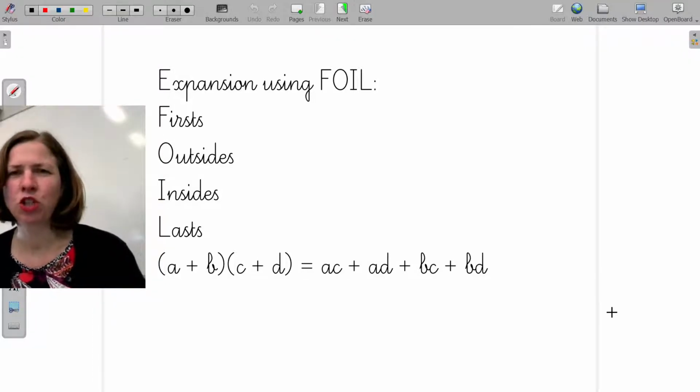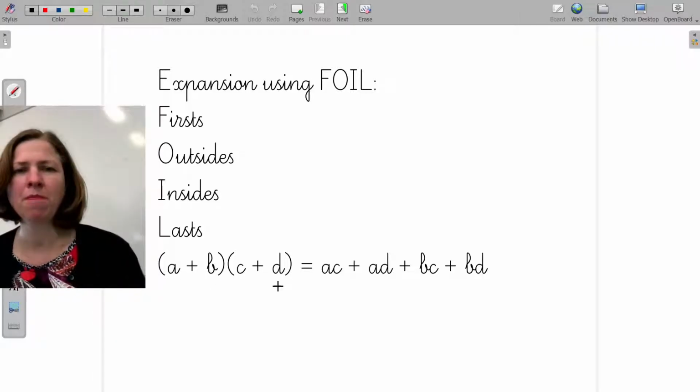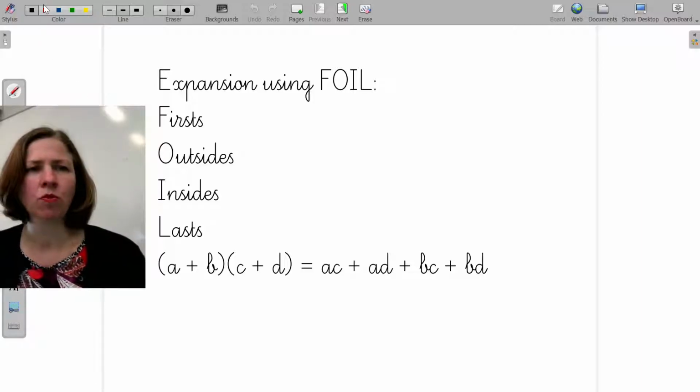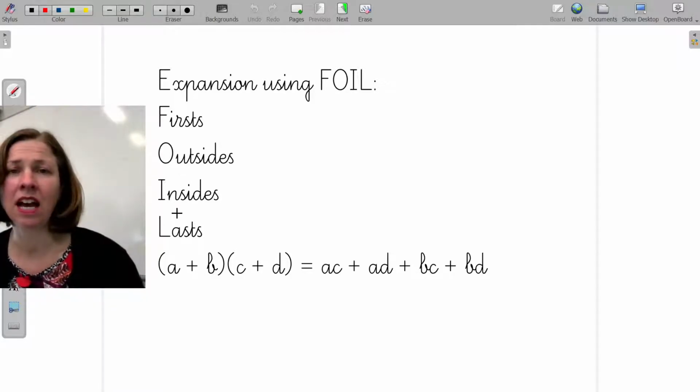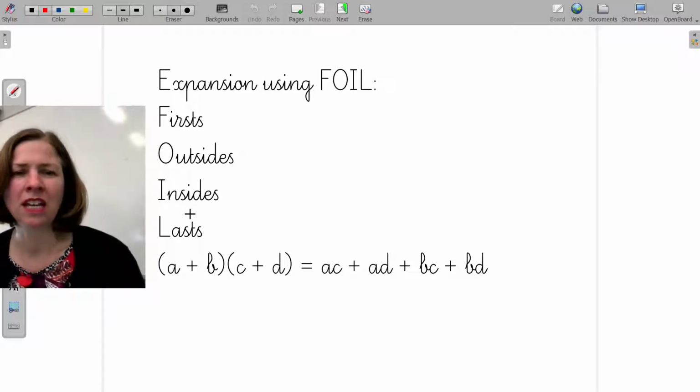Today we're just going to have a short revision lesson on expanding brackets using FOIL. So the kind of brackets we're talking about is like this: (A + B)(C + D). And if you remember, what we do is we start with our firsts, then our outsides, then our insides, and then our lasts. And that's where the FOIL comes from. It's just supposed to help us to get it in the right order.